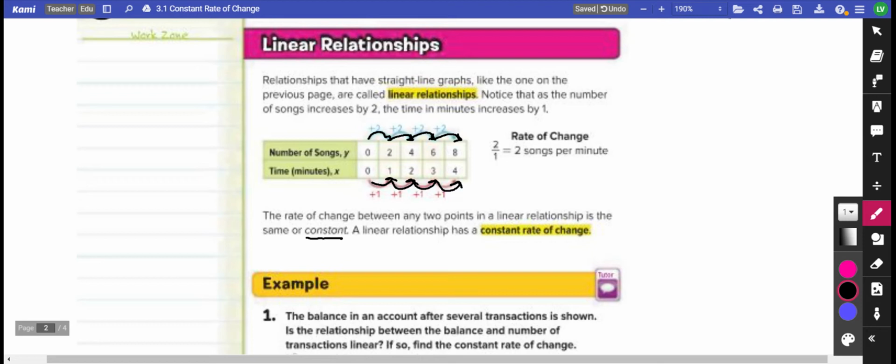Instead of needing to write out constant rate of change each time, we're going to abbreviate it with the first letters of each word. It spells the word CROC. We won't ever say the word CROC. We'll always say constant rate of change, but that is a nice abbreviation. Now, if anyone is wondering, could you make rate of change into ROC? Absolutely. Just make sure you're saying rate of change.